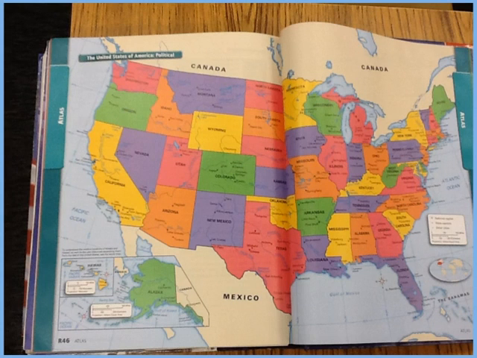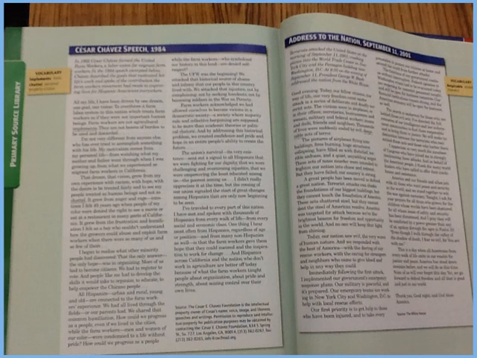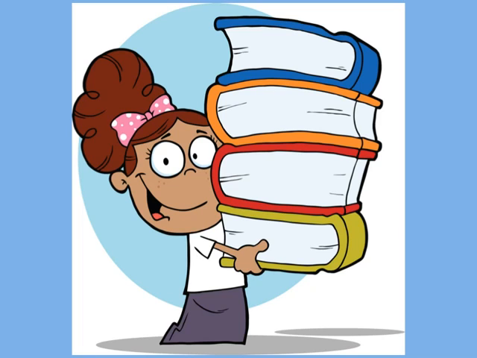A series of maps, not just American, but hemispheric, so the Western Hemisphere, Southern Hemisphere, political maps, physical geography maps of various places of the world, that's going to be very useful as well. And here we can find the primary source library from the Magna Carta all the way to a Cesar Chavez speech in 1984 and President Bush's address to the nation after the 9/11 tragedy.